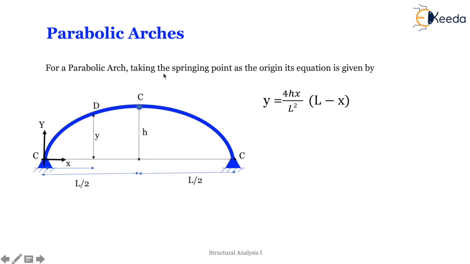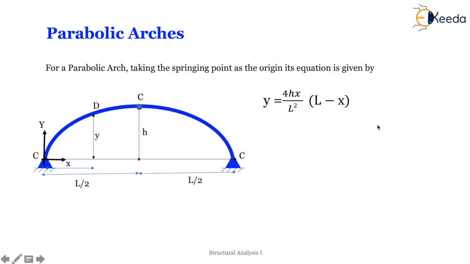Okay, now coming to the parabolic arch. For a parabolic arch, considering the springing point, when the shape is a parabola and you consider any point D on the arch, how do we calculate that Y distance? Whenever a question is given at any point D where we have to find moments, we should know this Y distance. So Y is nothing but, you should remember this formula, 4HX by L square into L minus X. This is for the parabolic equation.